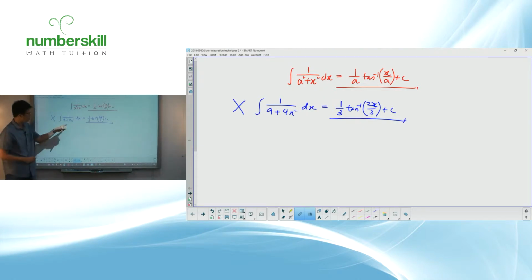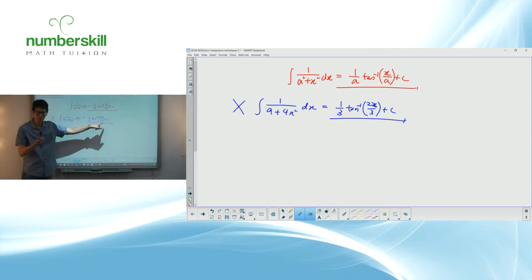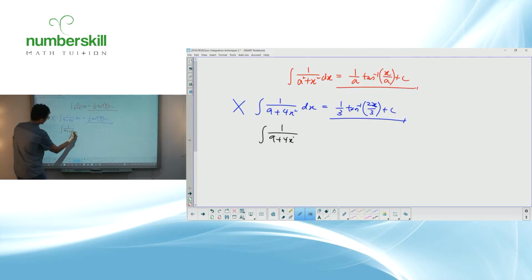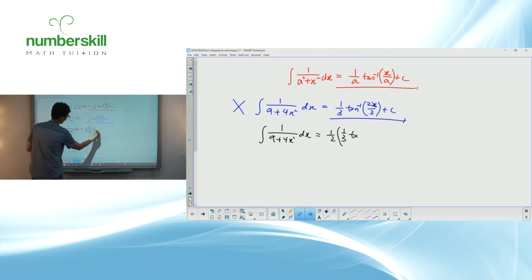Understand? So this is wrong. Because when you differentiate this, your x is 2x. You have an extra 2 somewhere, which you didn't compensate. Understand? So the correct answer, let me show you. The correct answer should be half of this.